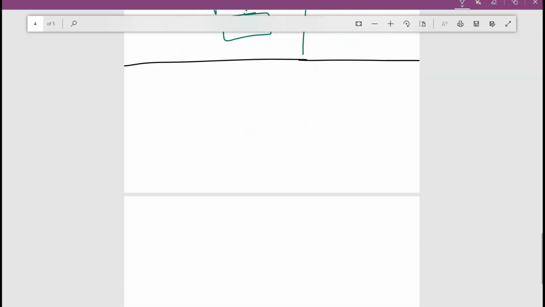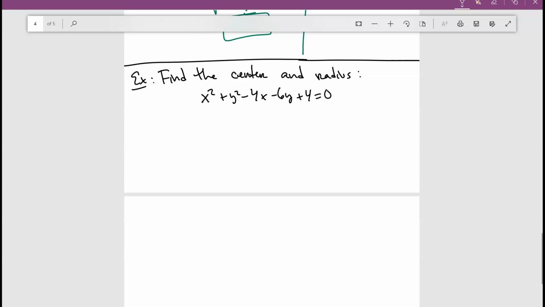Okay, so here's my next example. Find the center and radius. Here's my equation: x^2 + y^2 - 4x - 6y + 4 = 0. Now this doesn't look like the equation of a circle. But we can make it into an equation of a circle by completing the square. So we do have to use completing the square in this case.